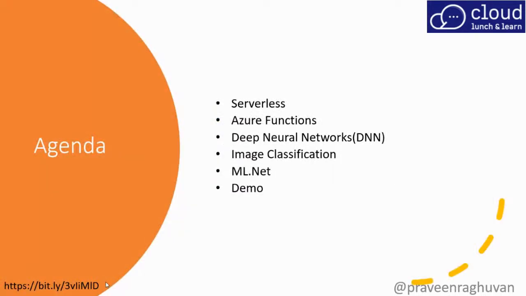So the agenda for today's talk is serverless. What is serverless? Then what is Azure Function? Then deep neural network, image classification. I'll be touching a little bit on ML.net, followed by a demo which encircles all these concepts.